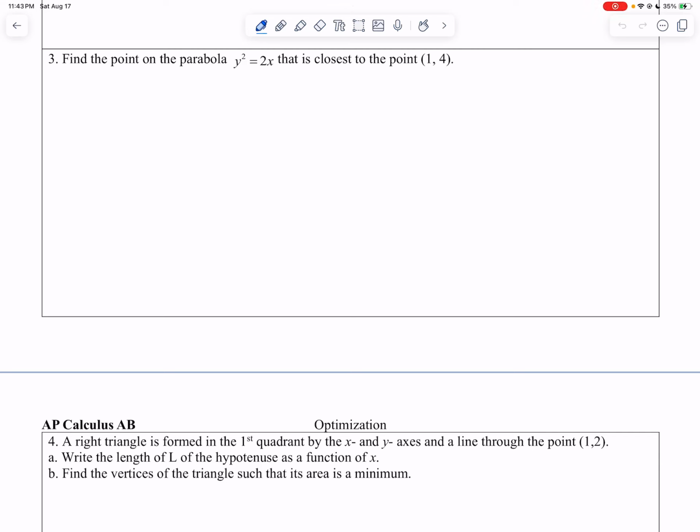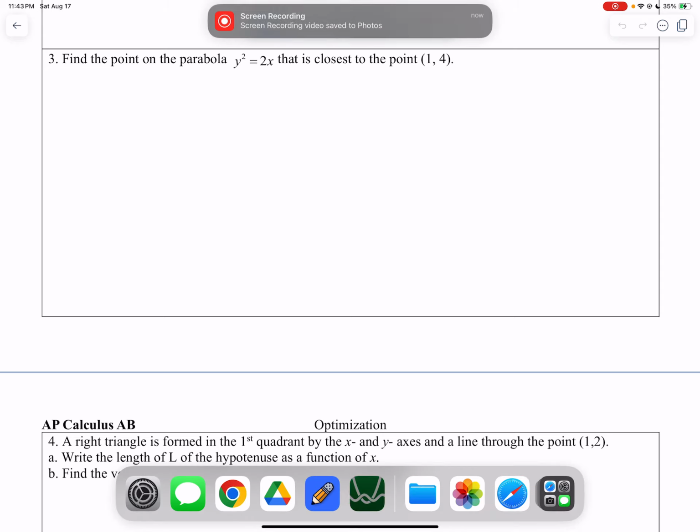Alrighty, in this video, we are going to be doing more optimization problems. So for number 3 here, we are going to be looking at optimization dealing with, let's say, a point that's closest to the parabola. Since we're looking at a point that's closest to the parabola, we're going to be looking at, let's say, the distance formula.